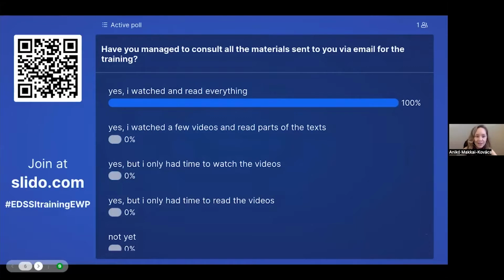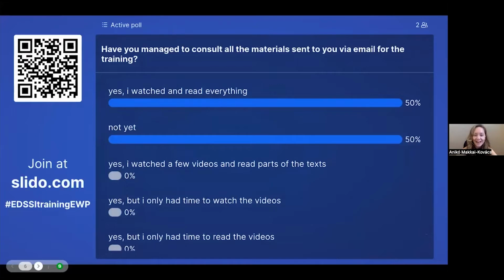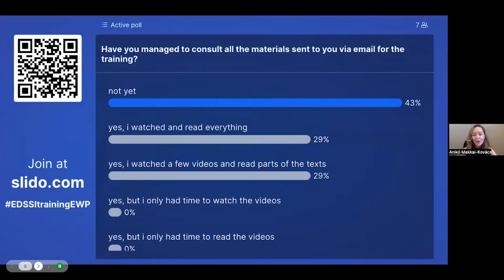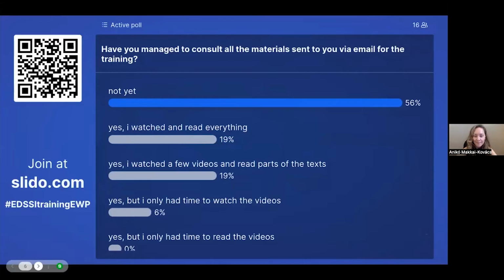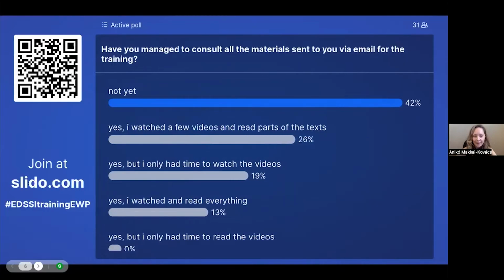We are curious about your honest feedback, whether you managed to consult and read all of the materials or part of it. So let's see. How is it going? I see that many of you did not have the time. It's fine, of course. We will partially oversee the materials that we have sent you, but we'll still recommend to save it for yourself and check it from time to time when you have a question.